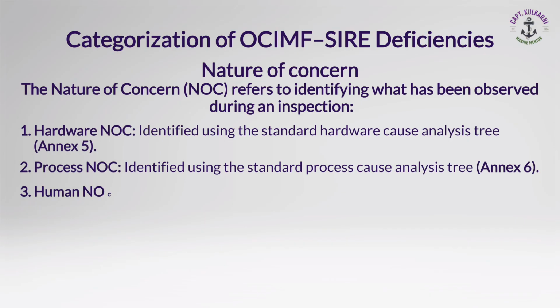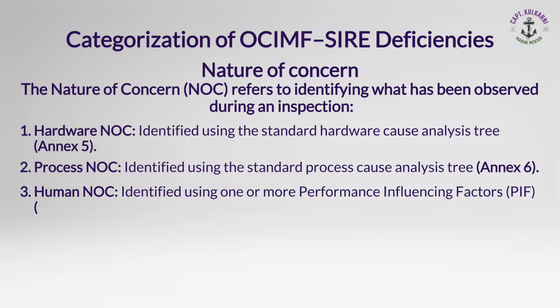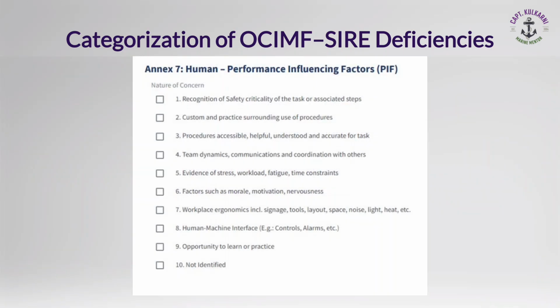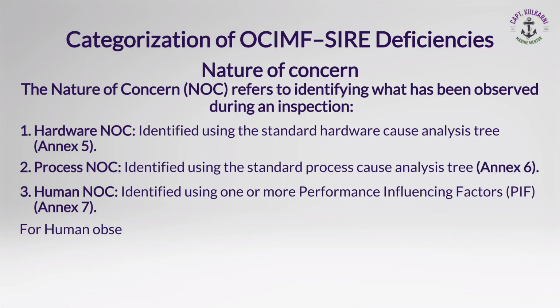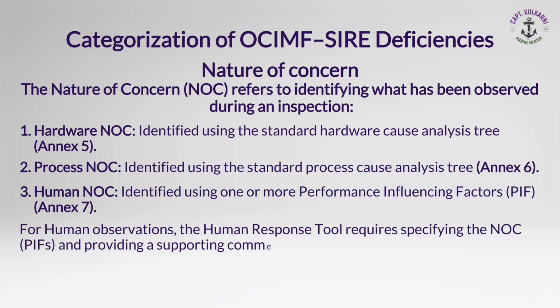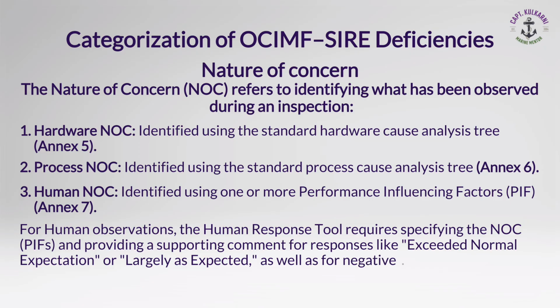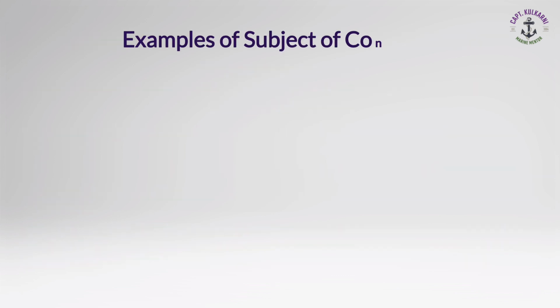And in case it is a human NOC, identify and use one or more performance influencing factors. For human, there is the observation, human response, tool required, specify NOC, and providing supporting comments for response, like exceeds normal expectation, large or expected. That is, even if you're good, that is also observed. Let me give examples for each.